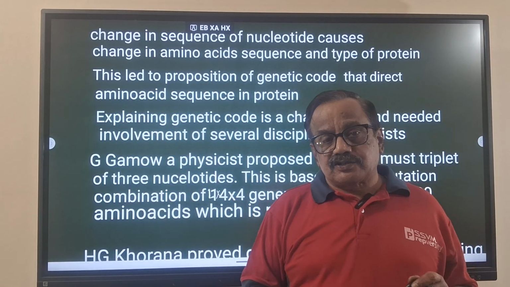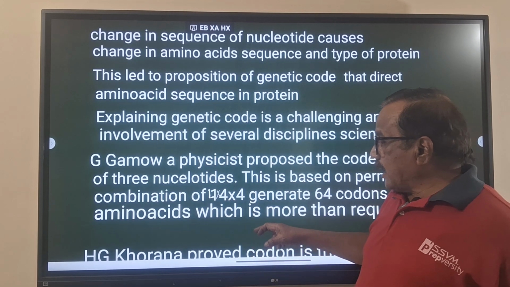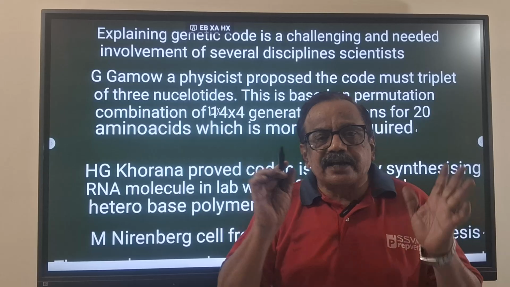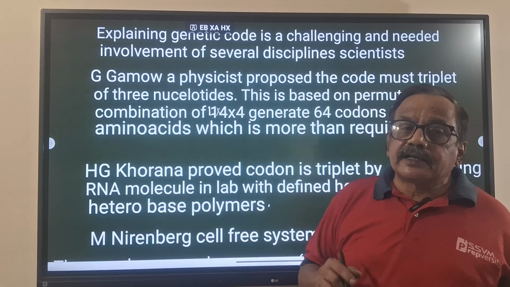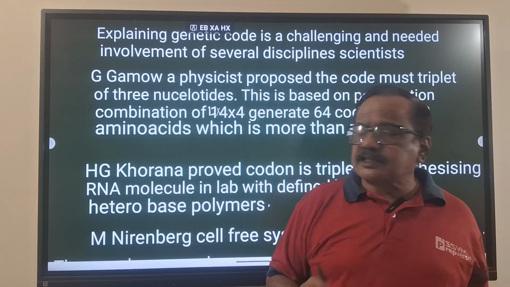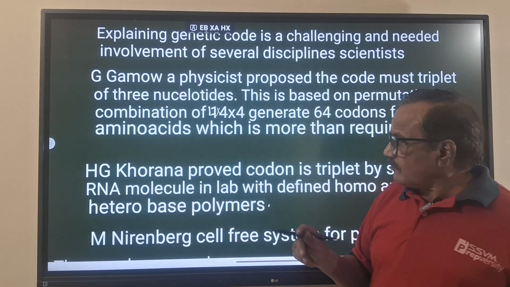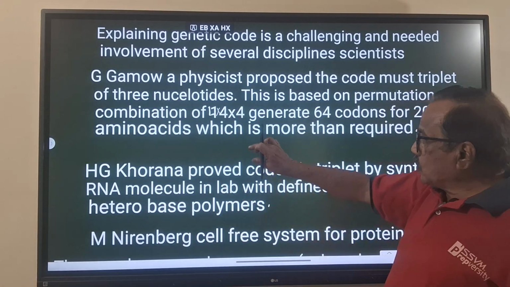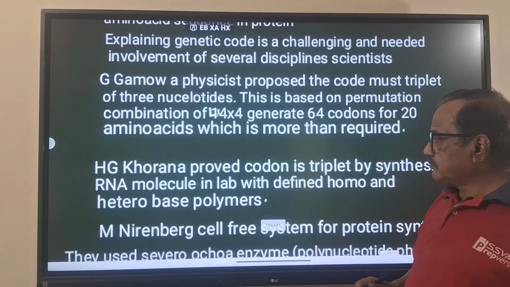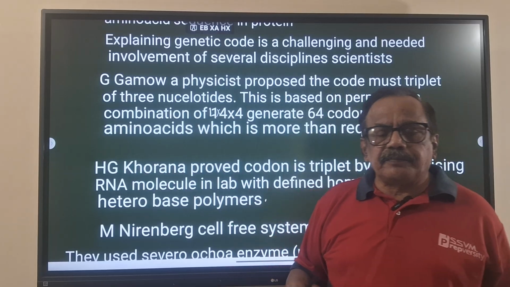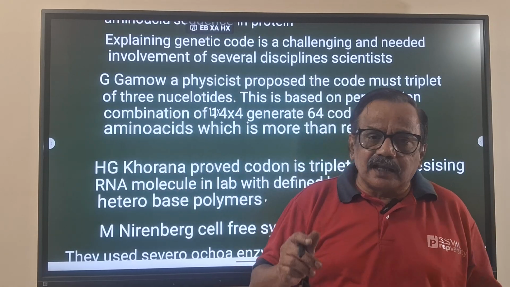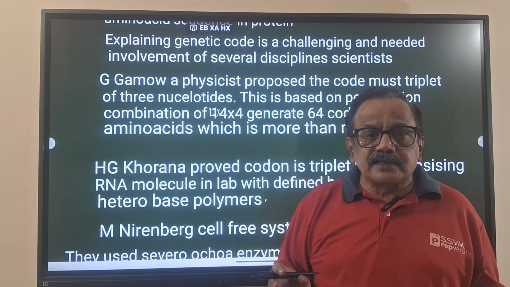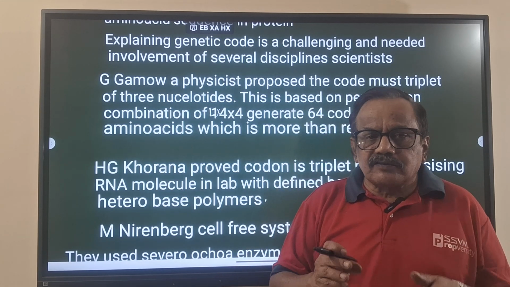Then what is the evidence? Evidence was given by Khorana that the code is triplet. The code is the triplet. That evidence was provided by Khorana. So the codon is triplet, shown by synthesizing RNA molecules in the lab. In the laboratory, instrumentally he prepared them. How? He took the RNA nucleotides, separated all the RNA nucleotides and formed them in a particular sequence.